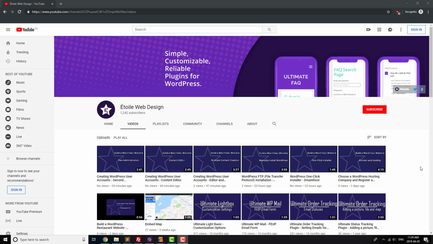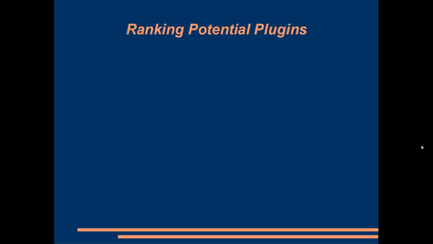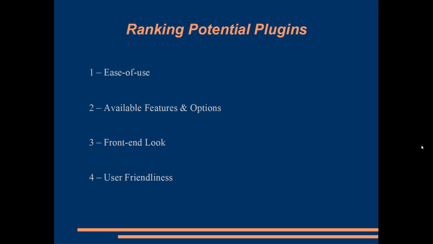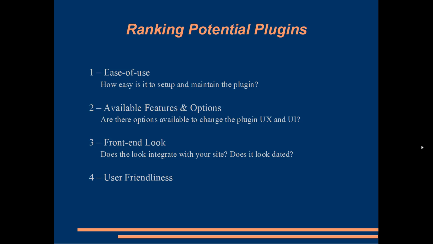When choosing between plugins, I like to rank them in 4 different areas: ease of use, available features and options, front-end look, and finally, user-friendliness. Ease of use refers to how easy it is for you, as the site developer, to set up and change the plugin. Available features and options, as well as front-end look, are both pretty self-explanatory. User-friendliness is how easy it is for visitors to your site to interact with the plugin on the front end of your site. Both front-end look and user-friendliness only apply to plugins that have a front-end component. So, for example, you wouldn't evaluate a security or caching plugin on either of those dimensions.